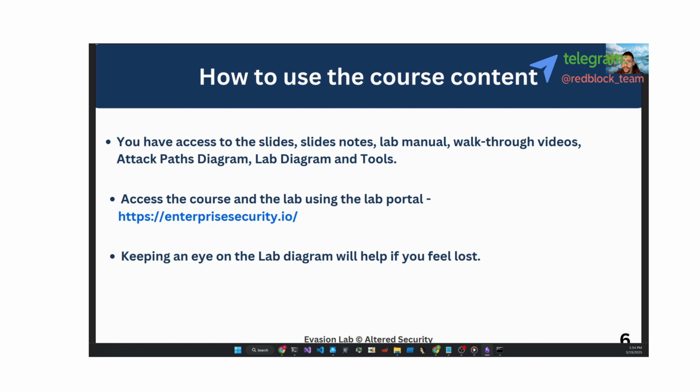So how do you access those resources? You can access the course and lab through the lab portal using this link, https://enterprisesecurity.io. Important tip: keep an eye on the lab diagram. If you ever feel lost, refer to it. It will help you understand the workflow and structure of the exercises.